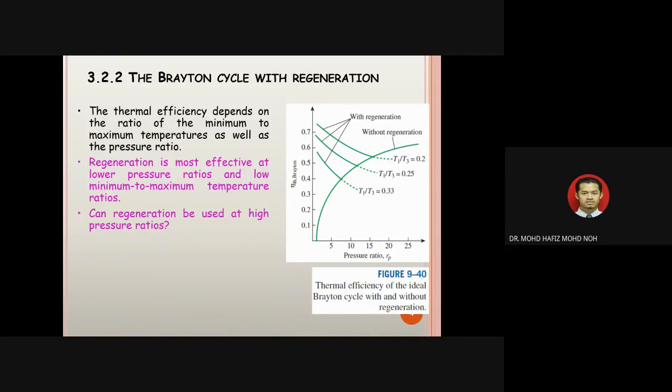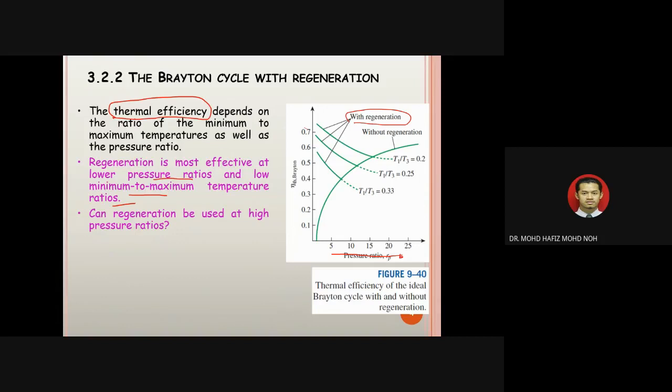The thermal efficiency depends on the ratio of the minimum and maximum temperature as well. Regeneration is more effective at a lower pressure ratio and a low minimum to maximum temperature ratio, where you can get the maximum value of thermal efficiency. As you can see in this graph, when you increase the pressure ratio with regeneration, the thermal efficiency of the Brayton cycle gets lower.